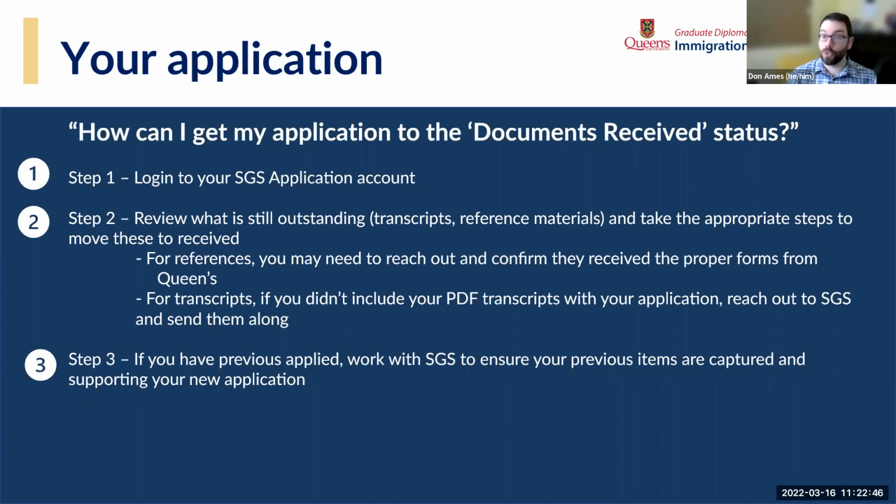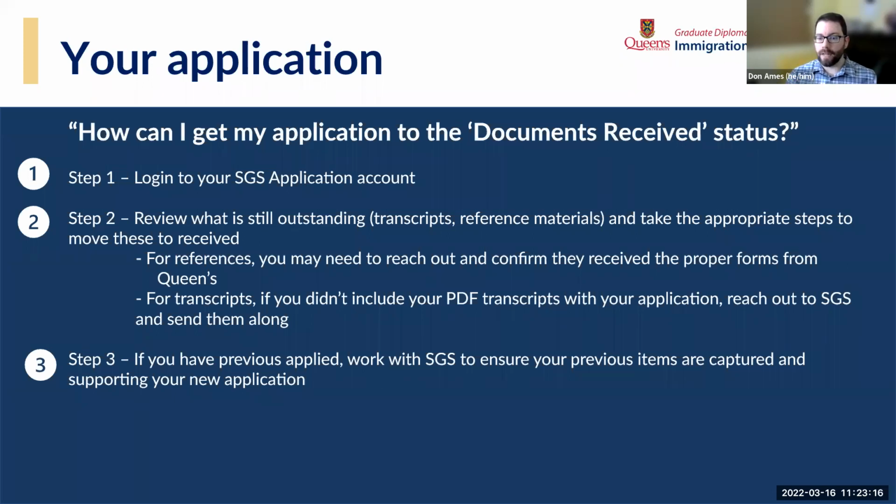The second step is to review. Take a look at what's there and provide the information as quickly as you can back to the School of Graduate Studies office. If it's an outstanding transcript, if you didn't submit PDFs with your application, or, as I mentioned, if you submitted incorrect PDFs, make sure that you reach out to the School of Graduate Studies and send the correct transcripts.